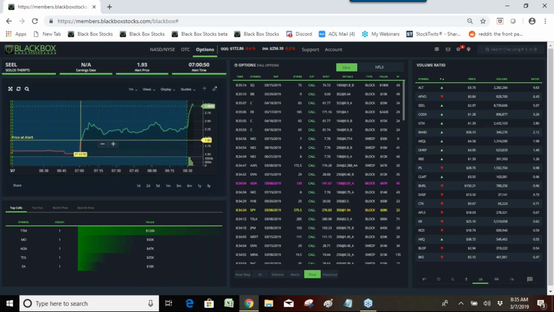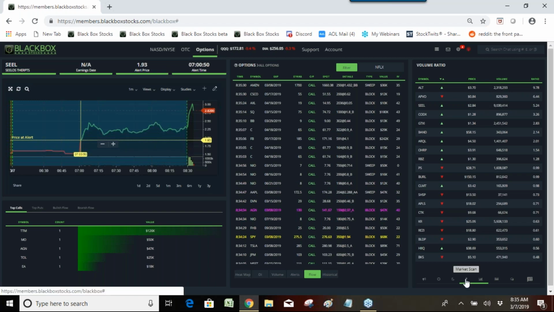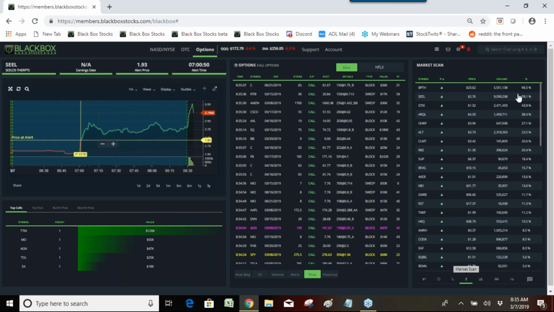I'm gonna watch SEAL. I may actually trade SEAL or something. I can't trade BPTH up there. Let me watch SEAL while we're watching options. I might sneak in a trade over there. I'm on volume ratio right now, but I'm gonna go back to market scan. You see BPTH is the top of the market scan so far today. It's up 96.5% from yesterday. Not since our alert. This is just from yesterday's close, right? So SEAL's up 77%, GTXI 45, 46, whatever.